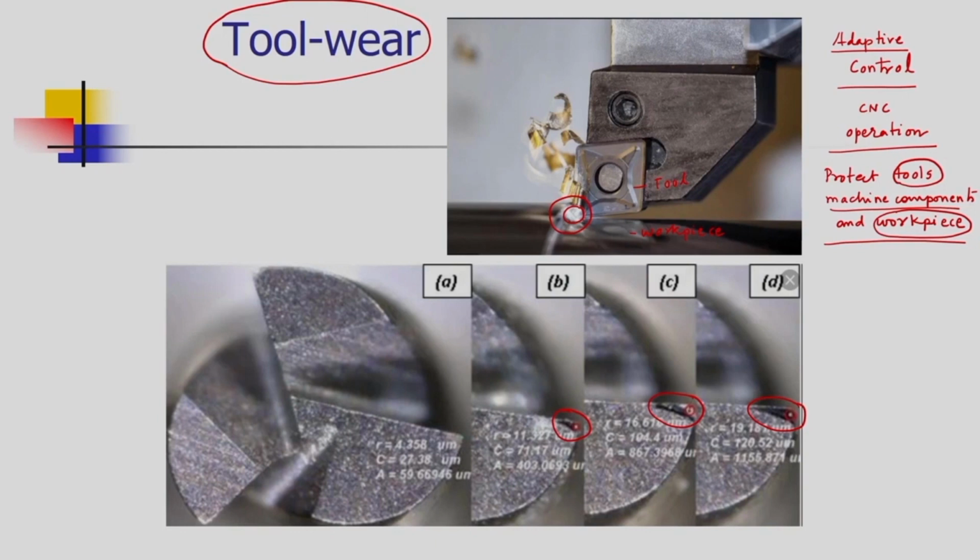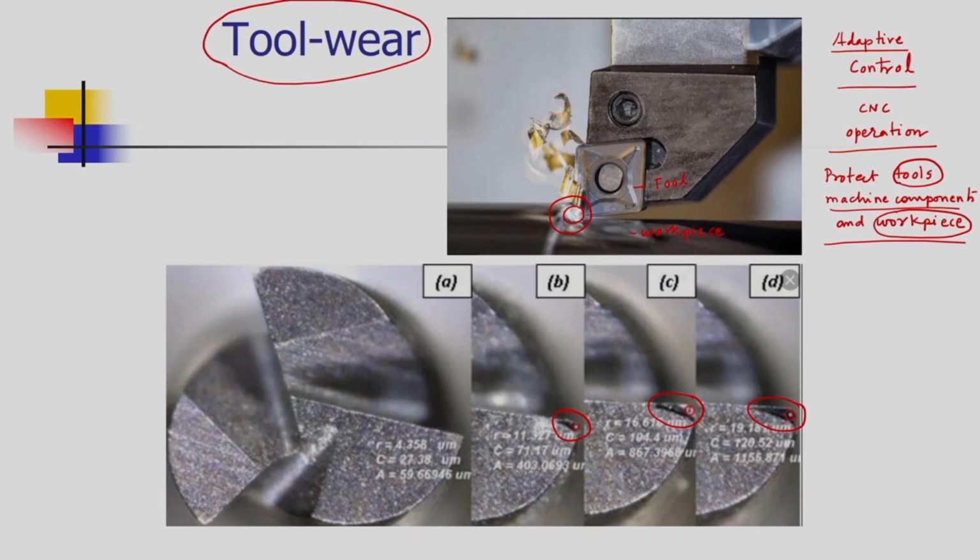control the process. If the tool is getting worn out, the machine tool should give an alarm or a signal to the operator, or automatically it should take the decision to change the tool, or it may even adjust the process parameters, say speed or feed, that is to be reduced or adjusted by the machine tool.